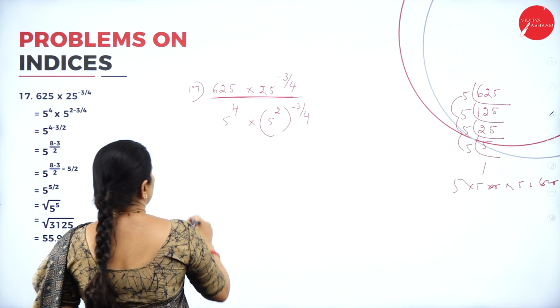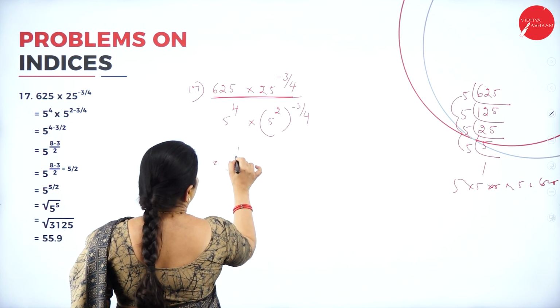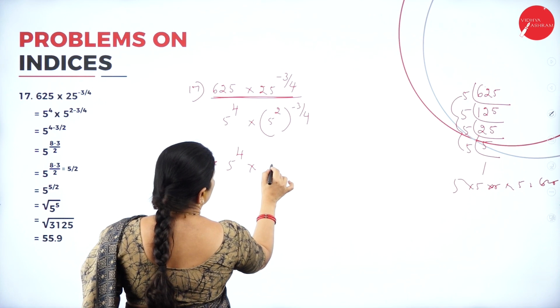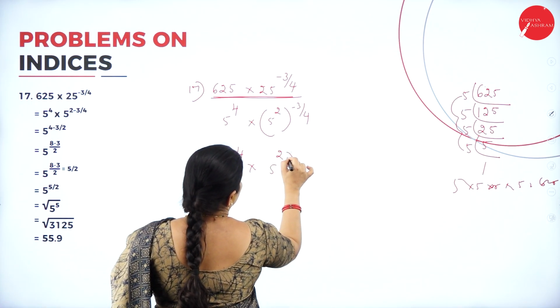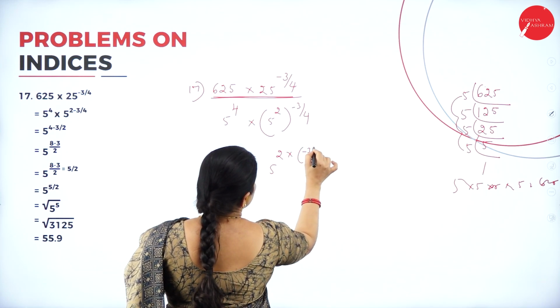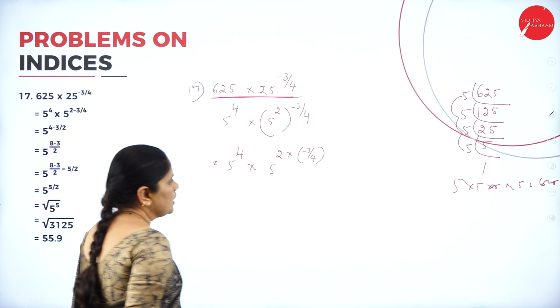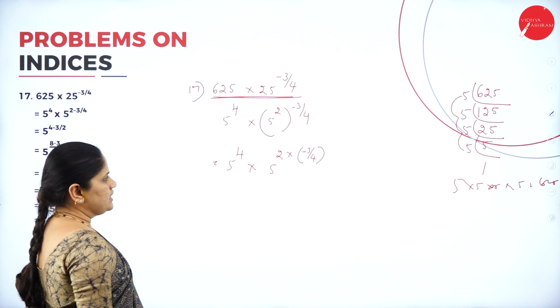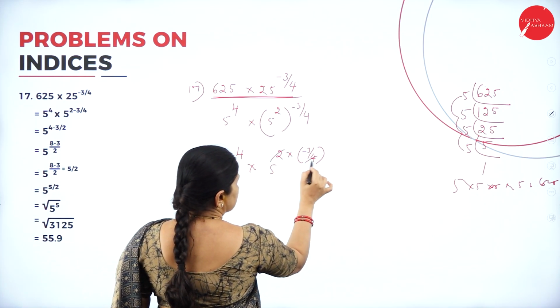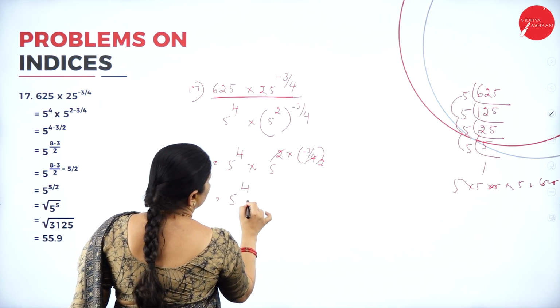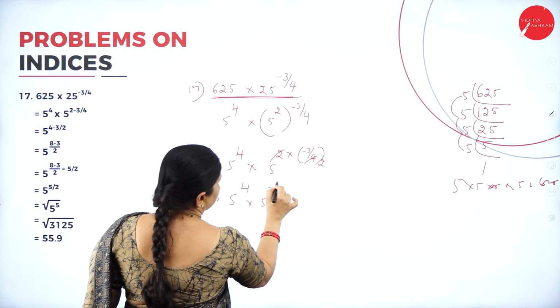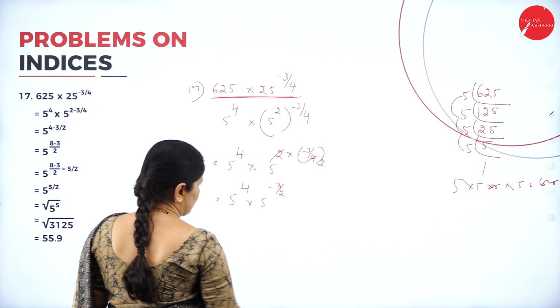So, what will be the next step? 5 to the power of 4 into 5 to the power of 2 into minus 3 by 4. Now, minus 3 by 4 is given, so I can simplify this. It will come up to 2. So, 5 to the power of 4 into 5 to the power of minus 3 by 2.